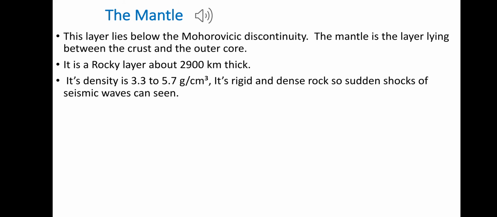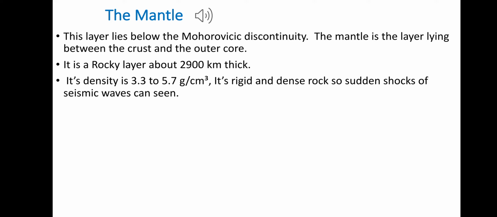Now we discuss the mantle. This layer lies below the Mohorovicic discontinuity, and the mantle is the layer lying between the crust and the outer core. It is made up of rocky layers, and its thickness is 2900 km. Its density is 3.3 to 5.7 gram per centimeter cube, and it is rigid and dense rock. When seismic waves pass through this layer, they feel a sudden shock.